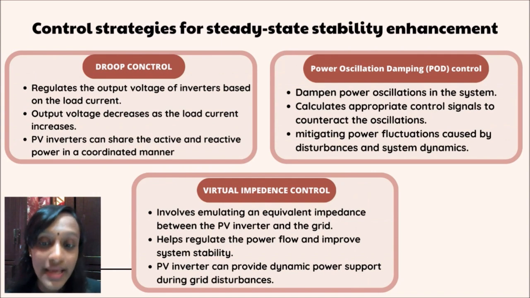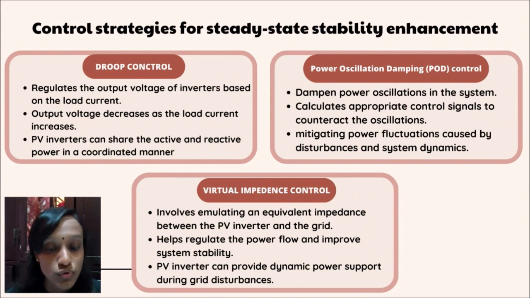POD control aims to dampen power oscillation in the system by injecting damping signals into the control loop. It utilizes the measurement of the system's oscillatory mode and also calculates an appropriate control signal to counteract the oscillation. Usually, POD control can improve steady state stability by mitigating the power fluctuations caused by disturbance and also system dynamics.